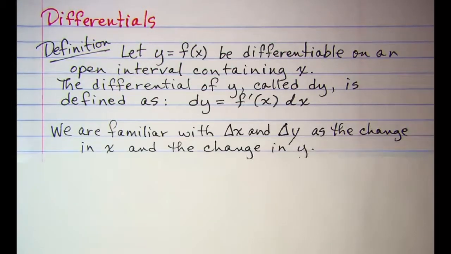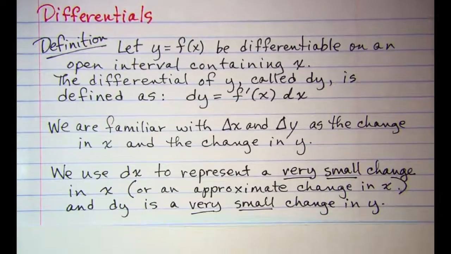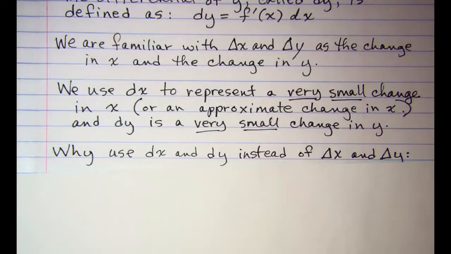So we're familiar with delta x and delta y as the change in x and the change in y. We use dx to represent a very, very small change in x, or an approximate change in x. And dy is a very, very small change in y. So why use dx and dy instead of delta x and delta y?